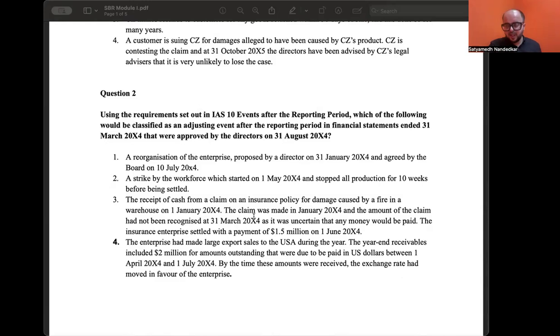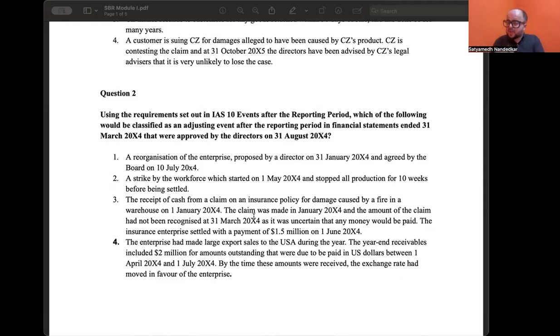Only the amount is getting confirmed after 31st of March, and the insurance company has decided to grant you the claim after 31st of March. But the event occurred before 31st of March. So the fact that the insurance company has now approved the claim, given its approval, and agreed to process the payment, confirms a value on 31st of March. So this is an adjusting event.